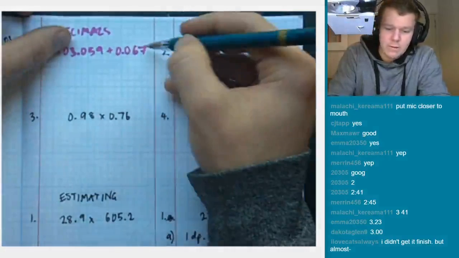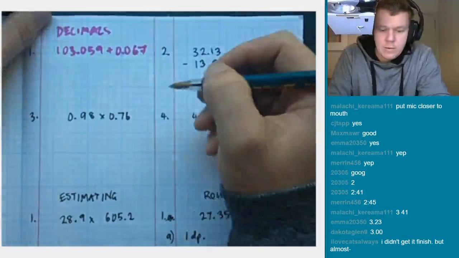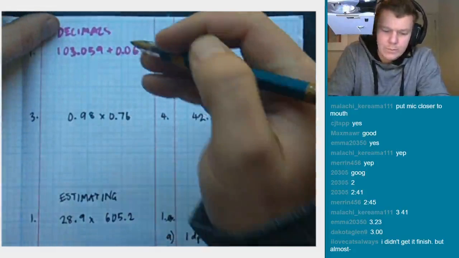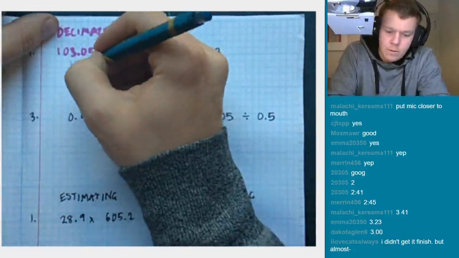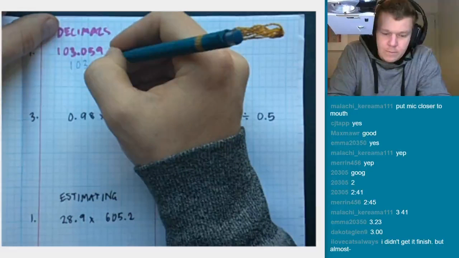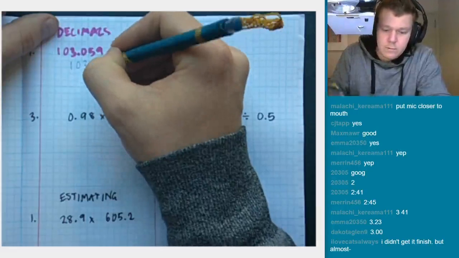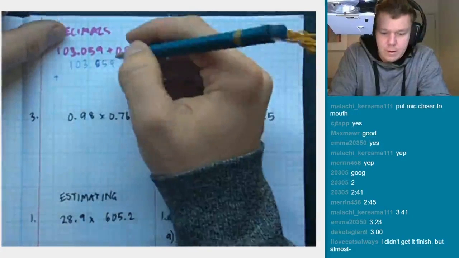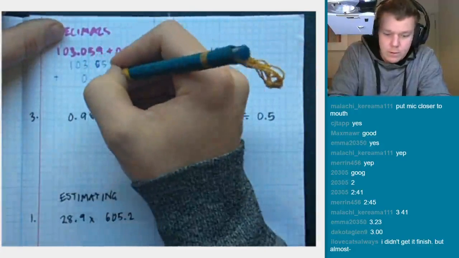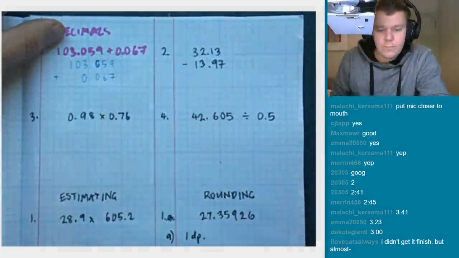103.059 plus 0.067. So the key thing with decimals is lining up that decimal point. So we'll make a stack. 5. Oh, there's a 0 there. 0, 5, 9. Ugh, that's so ugly, Mr. Daly. Plus 0.067.